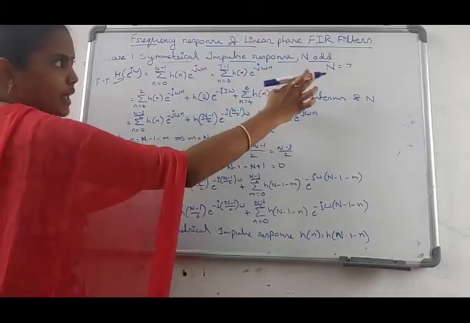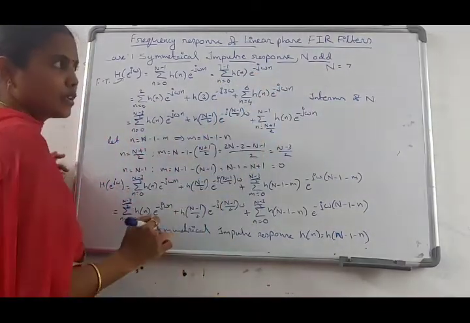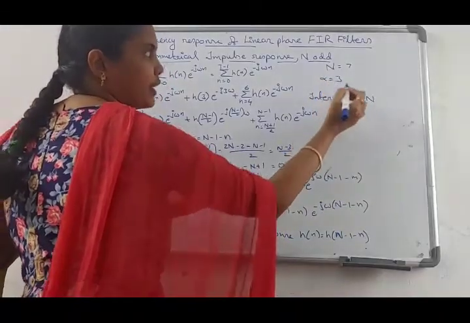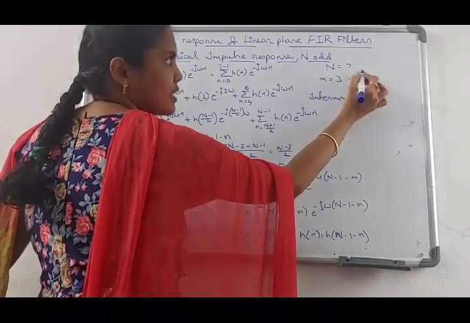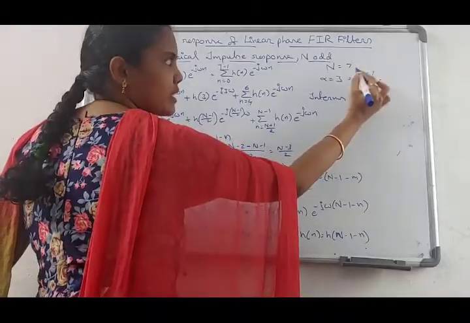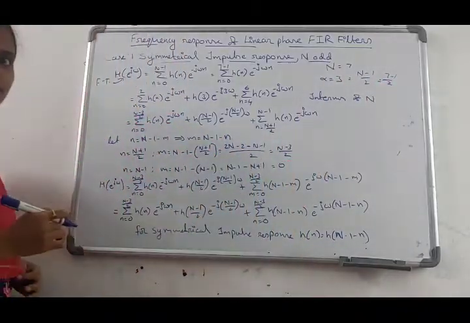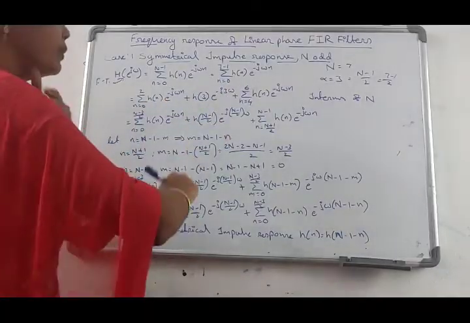For N equal to 7, the center of symmetry is alpha equal to 3. That means N minus 1 by 2, with N equal to 7, 7 minus 1 by 2. Alpha is equal to 3. The center of symmetry is alpha equal to 3.